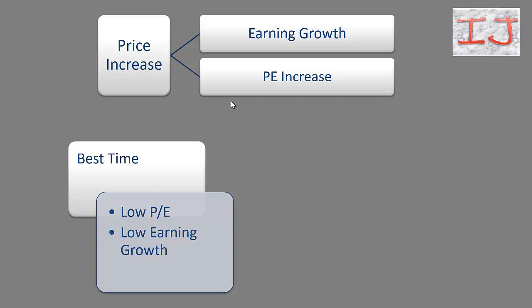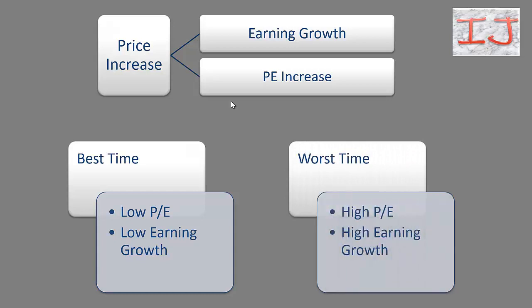As sooner or later PE will approach the mean, which is around 21. When this happens, we will get PE re-rating. And when earnings growth is low, then sooner or later earnings will approach at least the target GDP growth. Conversely, the worst time to invest in an index fund is when both PE and earnings growth are high.